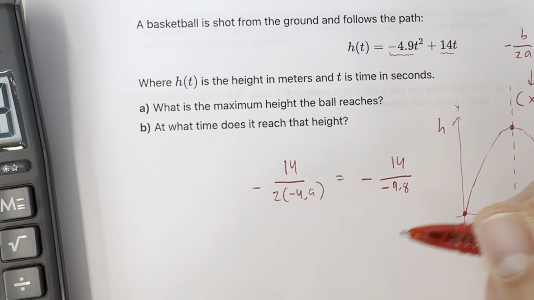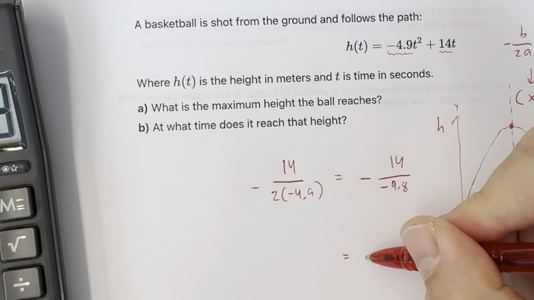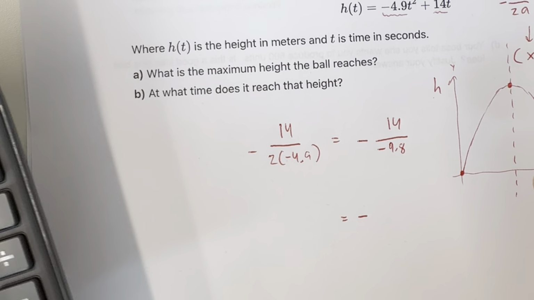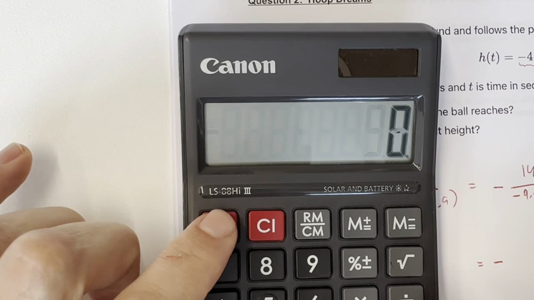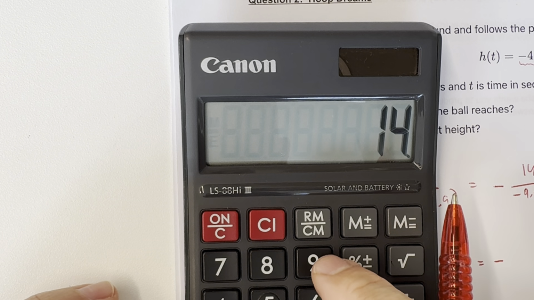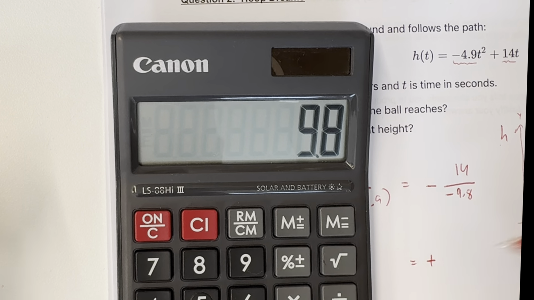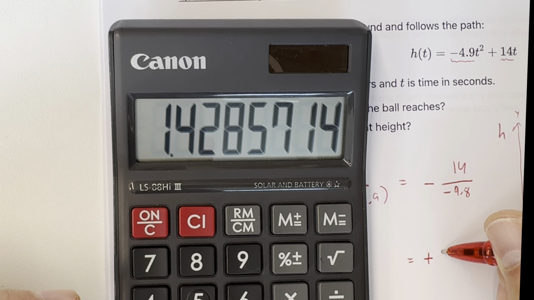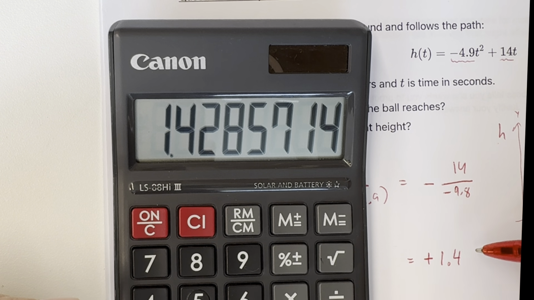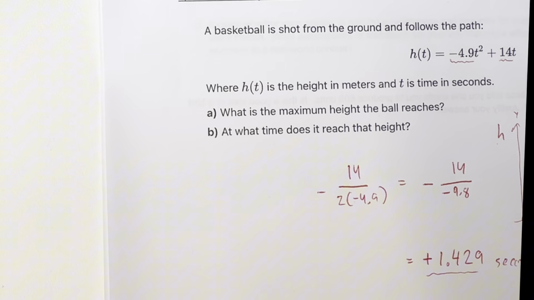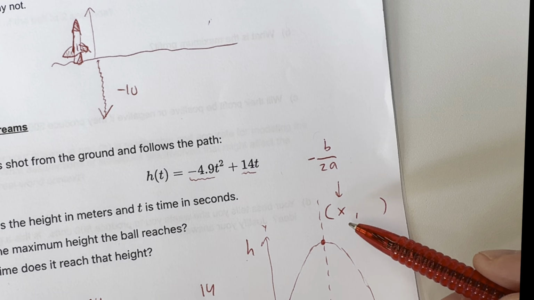So now our next level of math is just 14 divided by negative 9.8. And our answer is going to be positive. We have 2 negatives, but let's just do that real fast. So 14 divided by 9.8. I'm going to leave the negative off because I have 2 negatives. I know it's going to be positive, so I'll just get that ready. Ta-da! And so you get 1.4, let's call it 1.429. We'll just do that bit of rounding right there. 1.429, and that's seconds. Again, this is the x value right here.